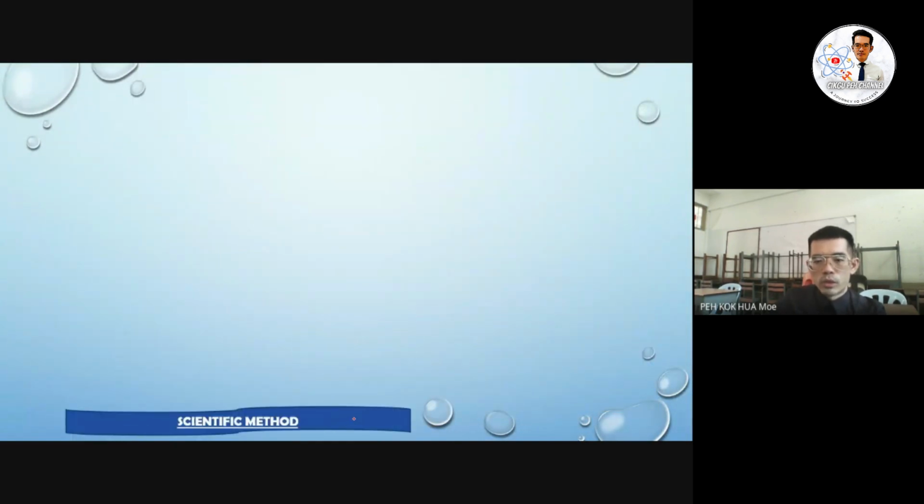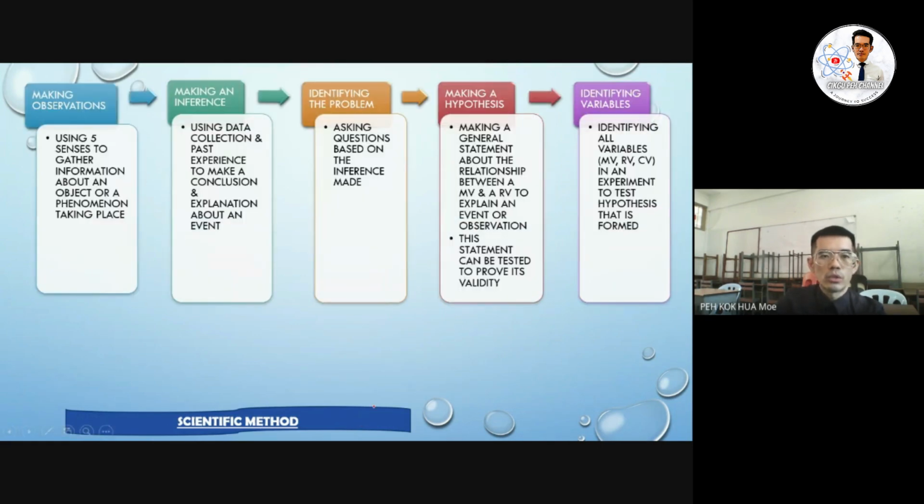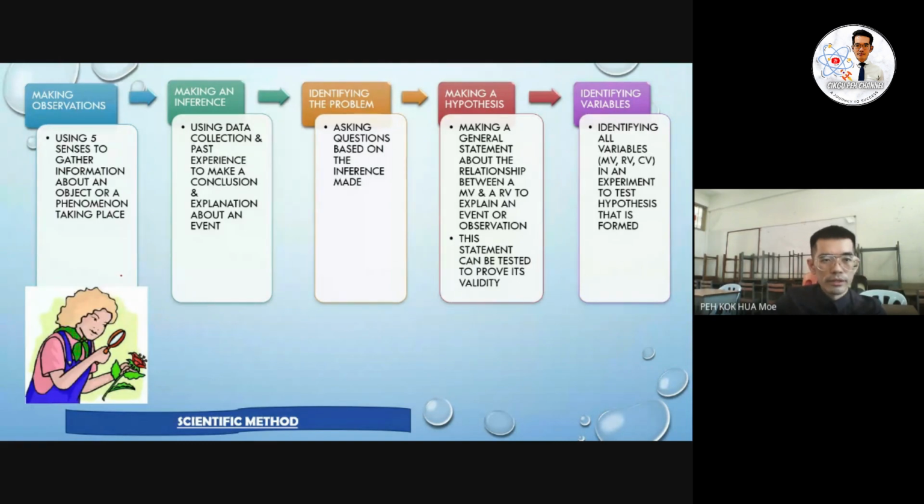Okay, so now look at the scientific method. These are the steps involved in the scientific method. The first is making observation, using the 5 senses to gather information about the object and the phenomenon taking place. And then the second is making an inference, using data collection and past experience to make a conclusion or explanation about an event. Okay, so this is making an inference.